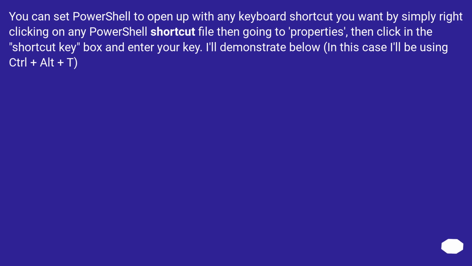You can set PowerShell to open up with any keyboard shortcut you want by simply right-clicking on any PowerShell shortcut file, then go into Properties, then click in the shortcut key box and enter your key. I'll demonstrate below. In this case I'll be using Ctrl+Alt+T.